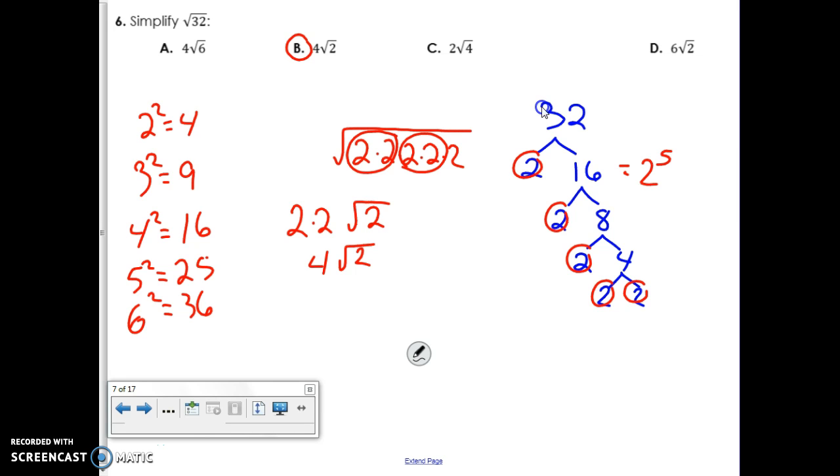So I can write 16, or excuse me, 32 as 16 times 2. That is a perfect square. The square root of 16 is 4. I will write that on the outside of the radical, leaving the 2 on the inside. So in either method, you get choice B, 4 times the square root of 2.